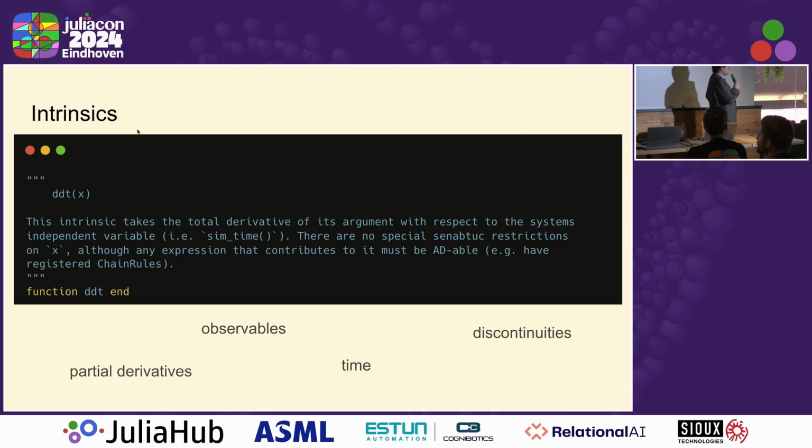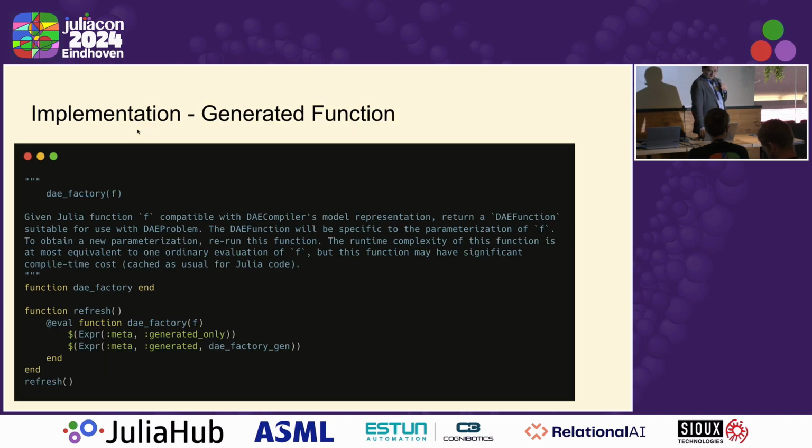There's also DDT, which exposes total derivatives with respect to time. Under the hood, this uses Diffractor, so it has full integration with things like chain rules, so you get all of that automatically. You don't have to manually specify derivative rules for this representation, you just inherit that. There are 5 or 6 other intrinsics for things like partial derivatives, observables, time, discontinuities, but I won't talk about those. If you're interested, you can read the docstrings.